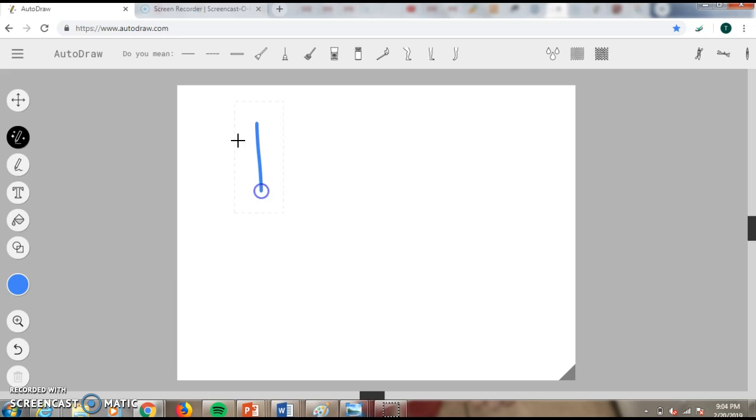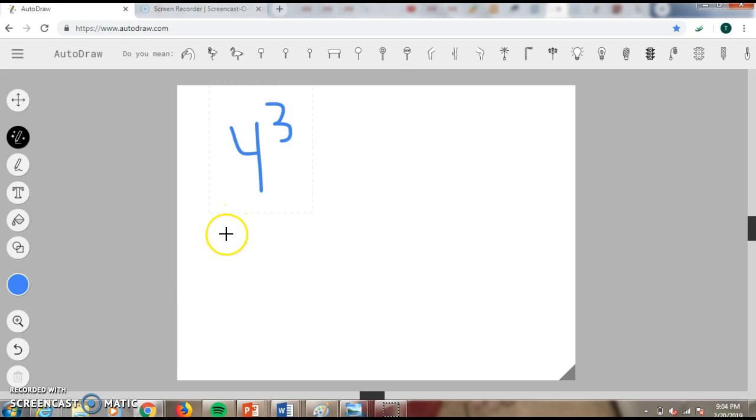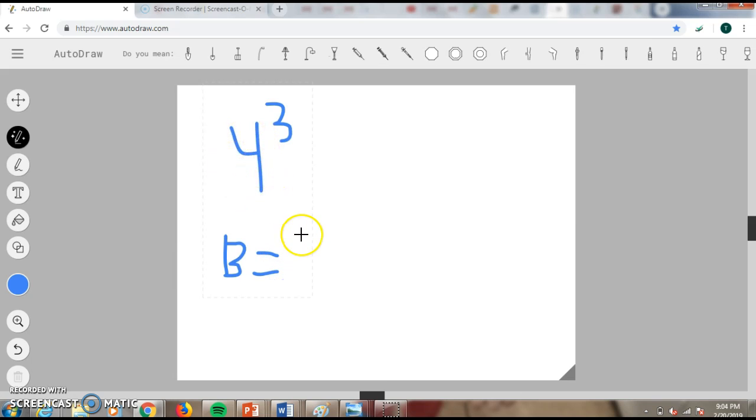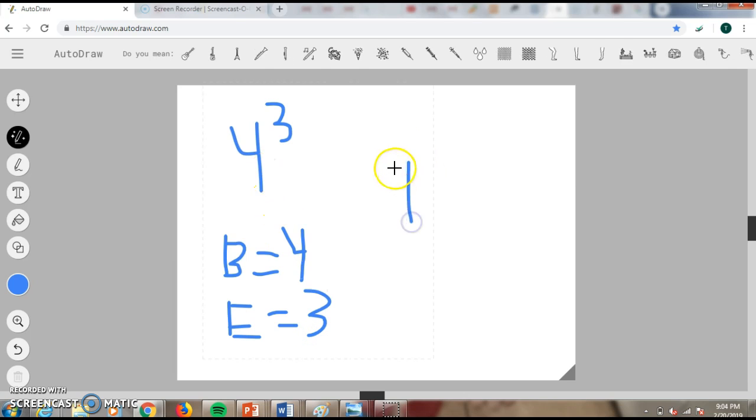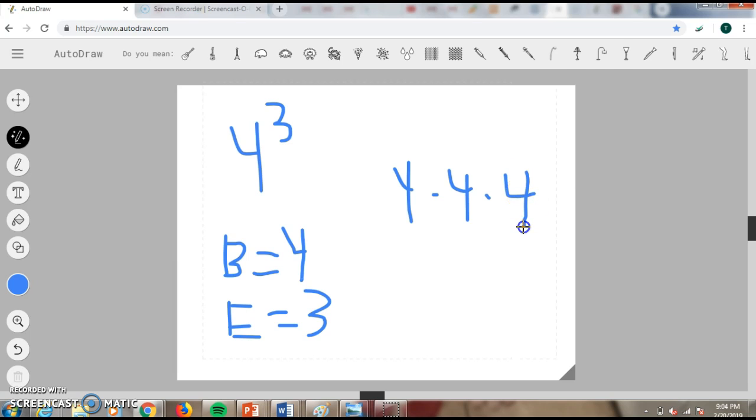Another one is 4 to the power of 3. If it asks you what the base number is, you should easily be able to tell the base number. Remember, the base number is 4 here. The number that's on the bottom, or the base, and then of course the exponent would be 3, and this would translate to 4 times 4 times 4, with a base of 4, exponent of 3.